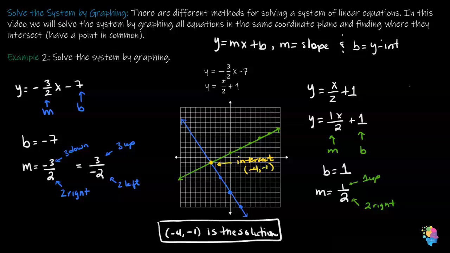This means if we were to plug in -4, -1 into both equations, just like we did in example 1, we will get a true statement for both of them. So let's try another example.